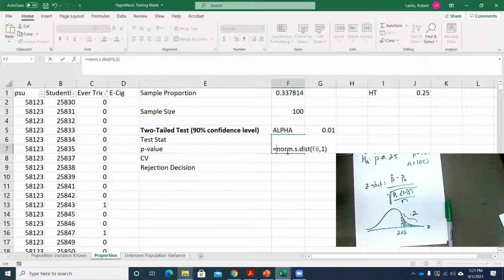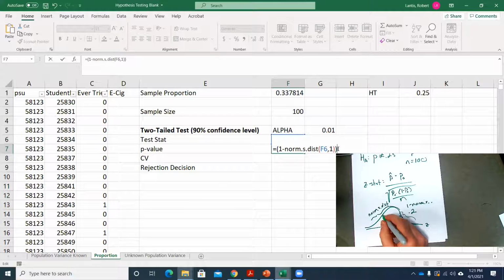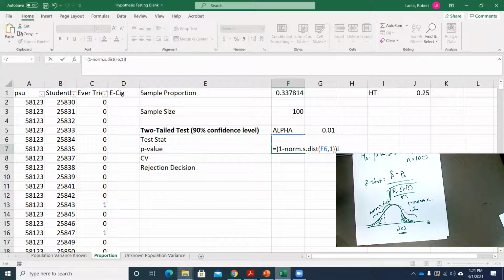So what can I do? Well, if I subtract the area to the left from 1, that would give me the area over here in this right tail. Right? So you can kind of think about when I'm using that norm.s.dist function, it's telling me the area to the left of 2.02. I want the area to the right, so I had to subtract that from 1. And then it's a two-tailed test, right? So I know that seeing evidence on this side, it was equally as likely I had seen evidence on the other side. So I need to then, final step, multiply it by 2. Okay?